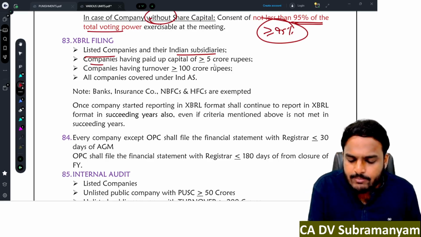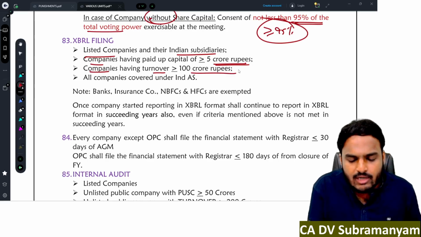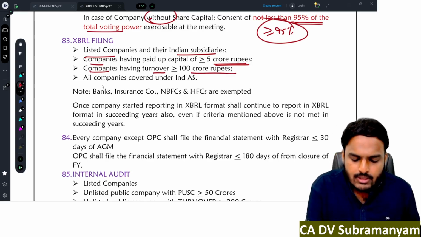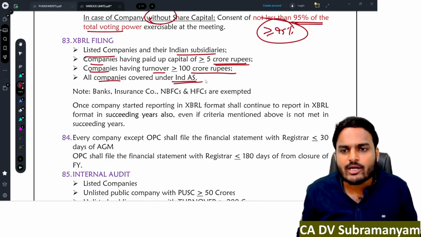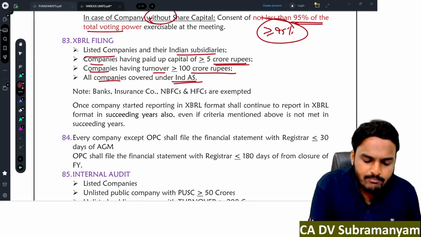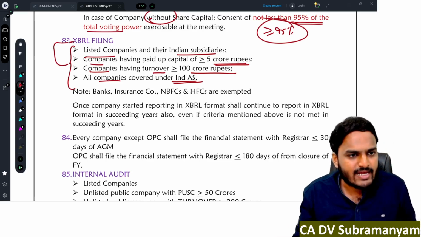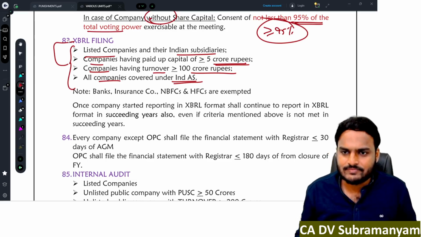Companies with paid up share capital 5 crores or more. Companies with turnover 100 crores or more. And companies which are required to prepare financial statements in accordance with Indian accounting standards, Ind AS. So these companies compulsorily should opt XBRL filing for filing its financial statements with ROC.